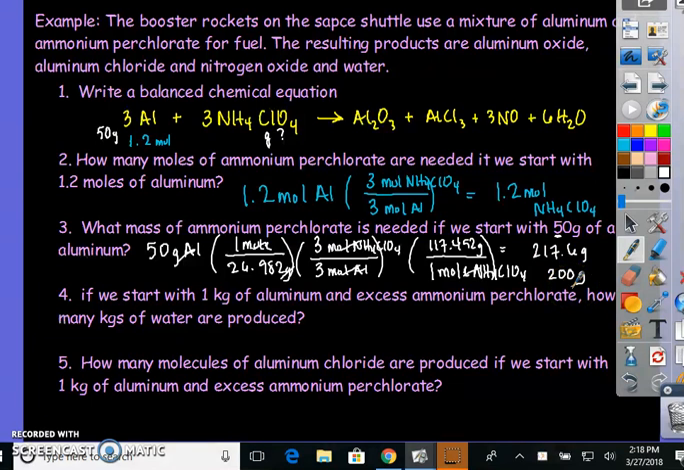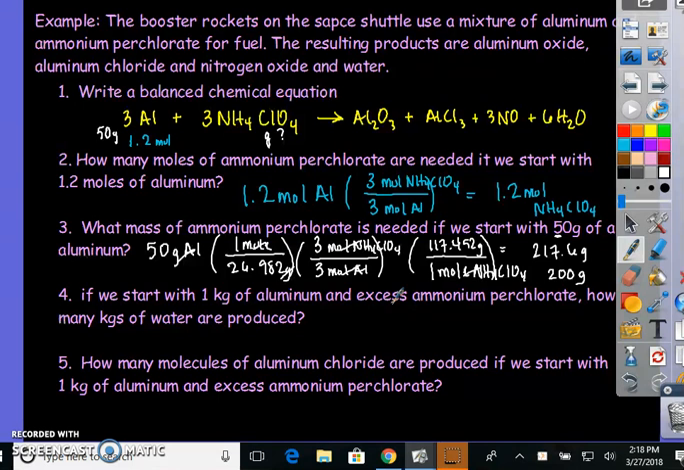Now, we only need one significant digit because of this, so that would be approximately 200 grams of ammonium perchlorate. Remember, it's showing me the only digit that I'm truly certain of is going to be this one, and here's where I'm uncertain. Okay. For number 4, it says if we start with 1 kilogram of aluminum and excess ammonium perchlorate, excess just means we're not going to run out, so it doesn't have a numerical value. It just means don't worry about it. It's not going to limit how much you can make.